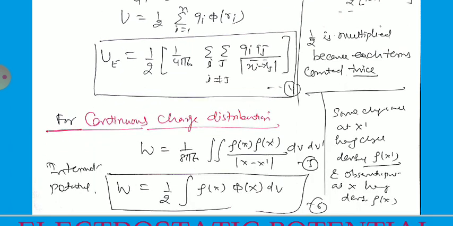Now if the charge is not in discrete form but in continuous form, like a volume distribution, with charge density rho(x'), then W equals 1 by 8 pi epsilon naught, double integration over the volume of rho(x) rho(x') divided by the modulus of x minus x', and finally we can write W equal to 1 by 2 integral of rho(x) phi(x) dV.